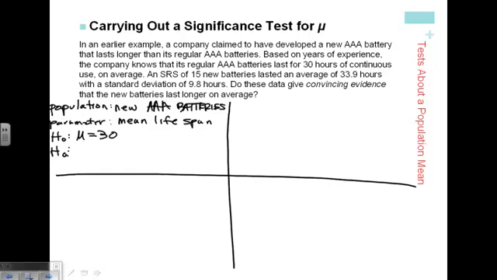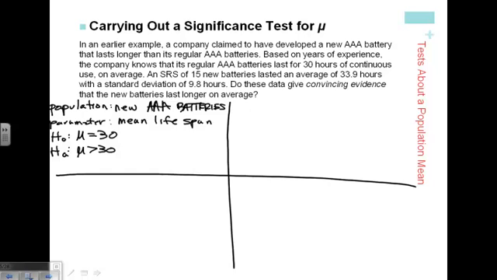Remember, that represents an assumption of no difference. I'm going to assume that these batteries aren't any different than the old ones, and then I'm going to see if I get this low probability, which is going to be able to get rid of that claim and replace it with what we're really trying to prove, which is mu is greater than 30. That there is a difference, that these do last longer.